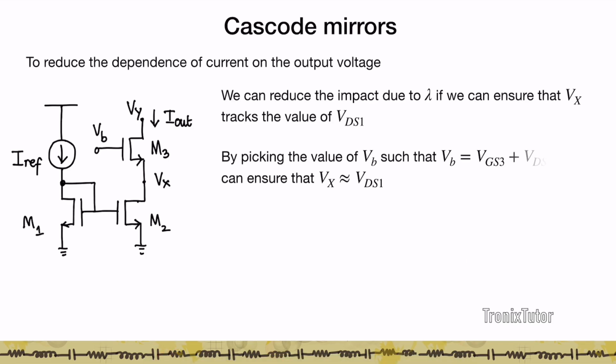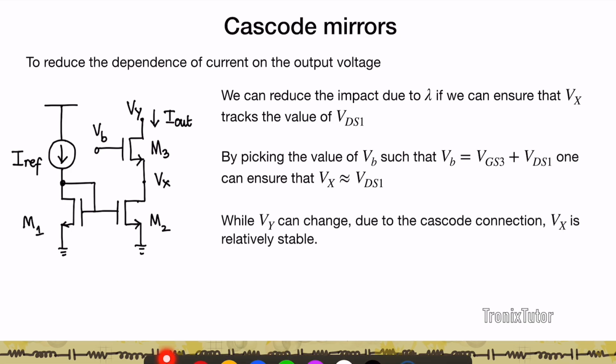Now, how do we reduce the dependence of the current on the output voltage? So let's add another transistor on top of the output voltage, right? If I want to reduce the impact of lambda, one thing I want to do is ensure that this VDS is the same as this VDS. If I can assume that VDS2 is equal to VDS1, then even if lambda is present, because lambda VDS1 is going to be equal to lambda VDS2, eventually I'll not get a dependence on VDS2.